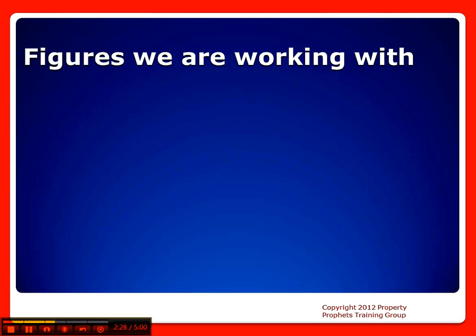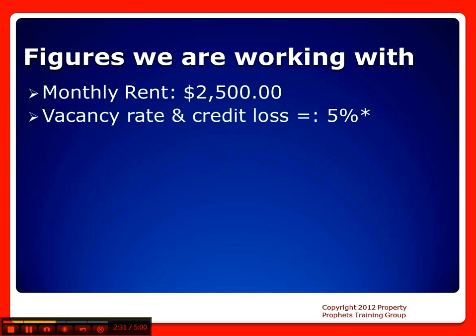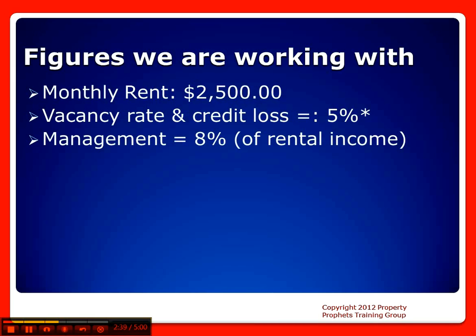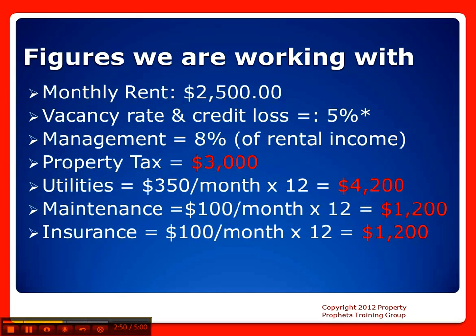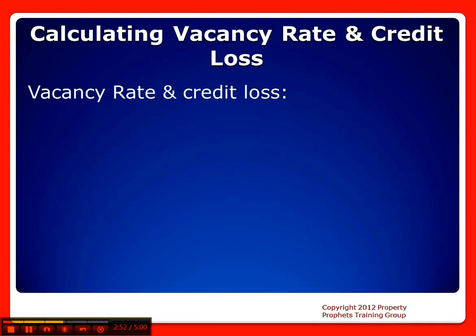And here are the other figures we're going to work with as expenses: vacancy rate and credit loss, which is the amount of rent not achieved. Property management, 8% of rental income. Property taxes, $3,000. Utilities, $4,200 a year. Maintenance, $1,200 a year. Insurance, $1,200 a year.